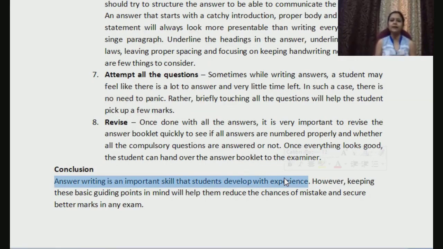Why? Because with experience we have learned that it's for our good only that we are appearing for the exams. We are not doing some favor to anyone else by appearing in the exams. So that is how with experience we have developed answer writing skills also, right?